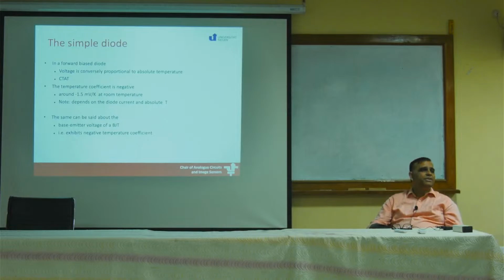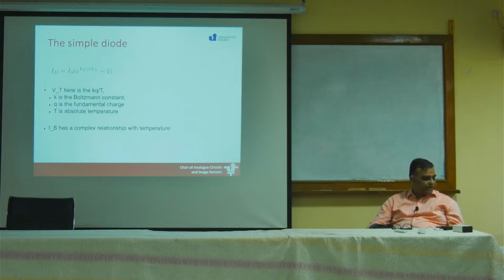Now if a diode can be used as a temperature sensor, so can the base emitter junction of a transistor. You have done the bipolar transistor in your courses. The base emitter junction is kind of a diode, right? It's a PN junction or an NP junction depending on what kind of transistor you have. So that can also be used as a temperature sensor, and that will also have a negative temperature coefficient.